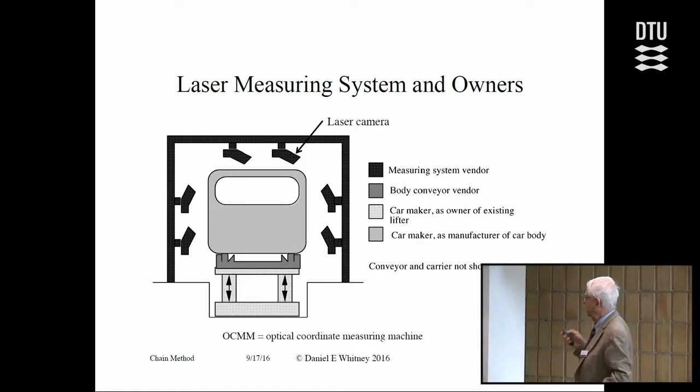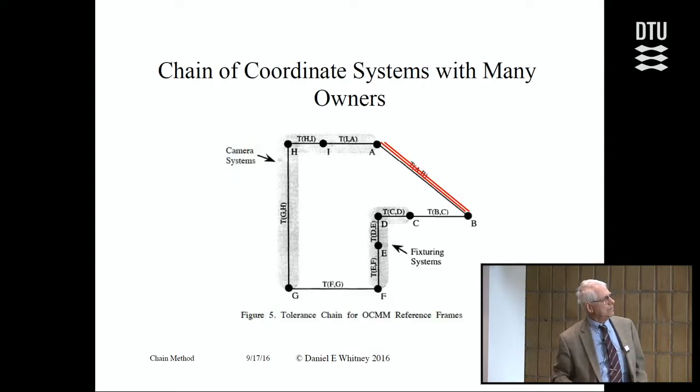And this is, again, a sign of trouble. The different owners don't know each other, they don't like each other, they don't know that they're sharing this chain. You outsource pieces of the system somewhere else, they have no idea how it fits into any coherent whole. So we have the vendor of the measuring system, we have the conveyor vendor, we have the car maker as the owner of the existing lifter, we have the car maker as manufacturer of the car body.